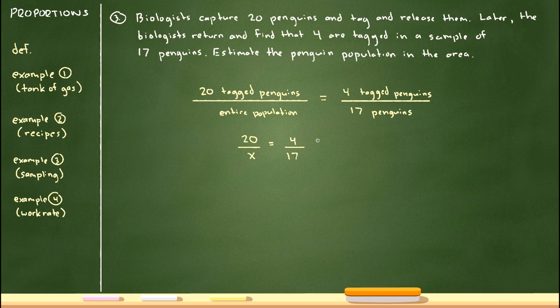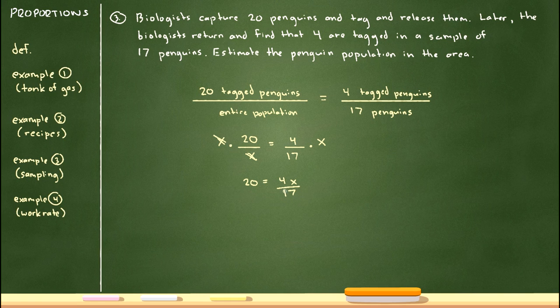So we should still just follow the basic rules of problem solving to solve a proportion like this. So the idea is to get x out of the denominator. So we multiply by x on both sides so that they cancel on the left, but on the right side we'll have an x in the numerator. So now we have 20 is equal to 4x over 17.